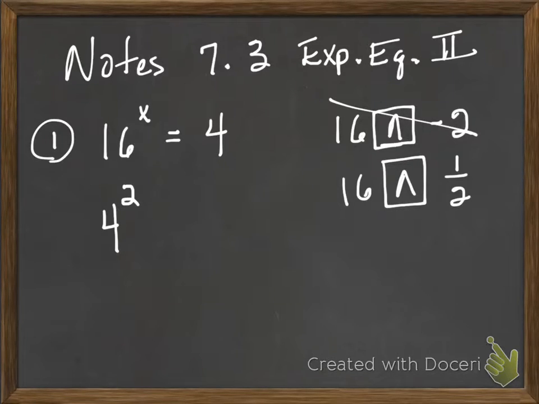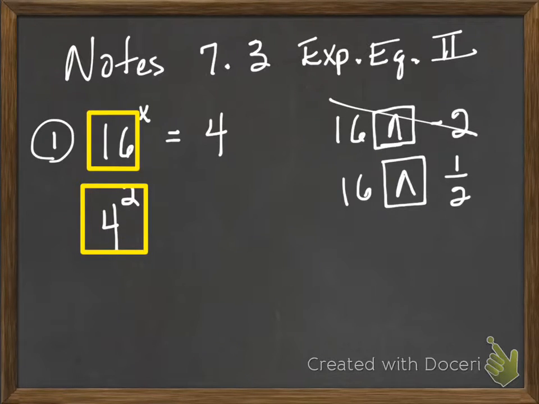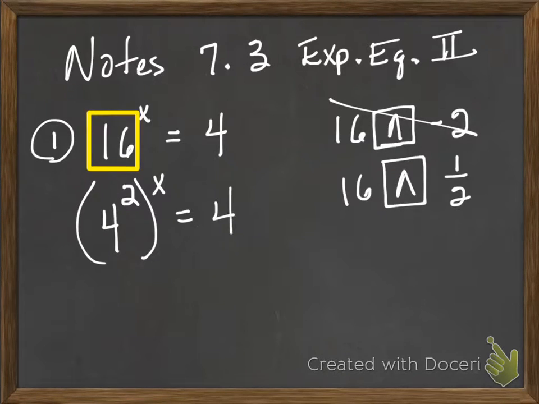So I want everybody to understand what we've done right here. All we've done is we've changed the way 16 looks. It was 16, and now we've changed it to 4 squared. Still the same number. 4 squared is 16, so we haven't changed the problem. But my 4 squared is raised to the x power. All right, I'm going to show you how to algebraically work this problem and not just guess with your calculator. So this is how I want you to work it unless you just have to guess.